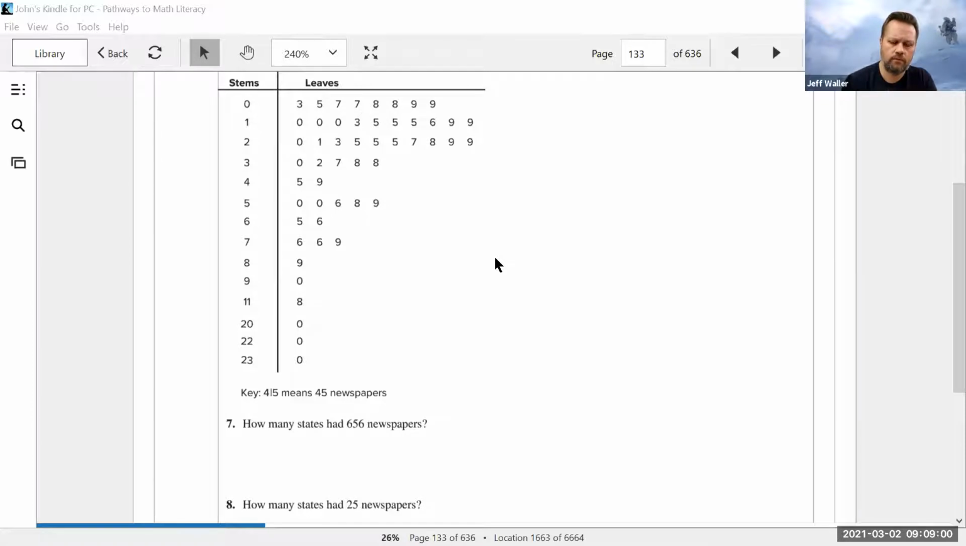Okay, it says how many states had 25 newspapers? All right, I don't see a 25. Hold on. So what does this mean again? It tells you right down here. What does 4, 5 mean? 45. So what does 2, 5 mean? Oh, 25. Okay, I see now. So how many 25s do you see? 1, 2, 3. There you go.